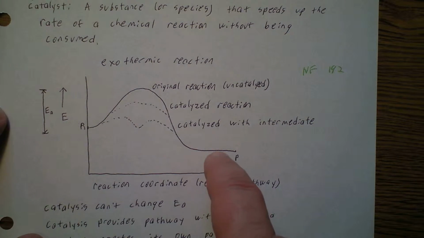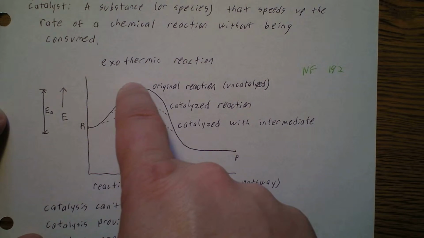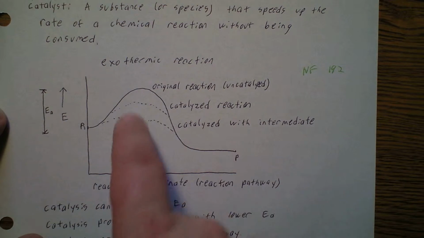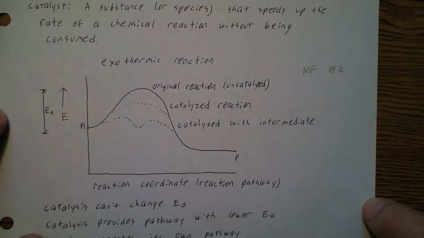So the original reaction is this darker curve here. We start with the reactants, we need higher energy, and then we go back down to lower energy. Like I said, this is an exothermic reaction because we end up at lower energy in the products than in the reactants.